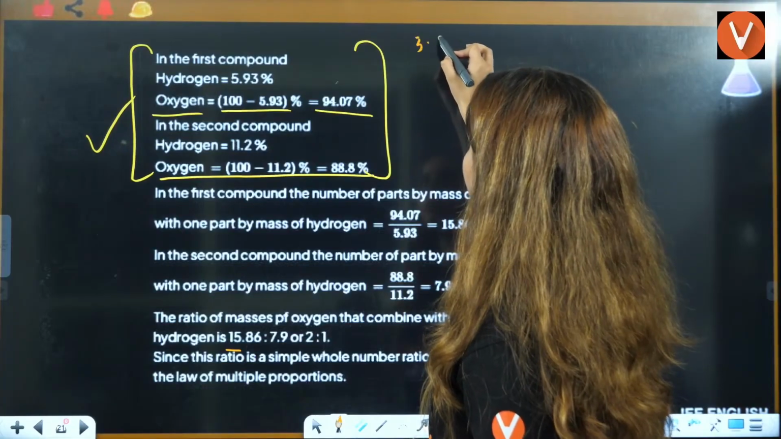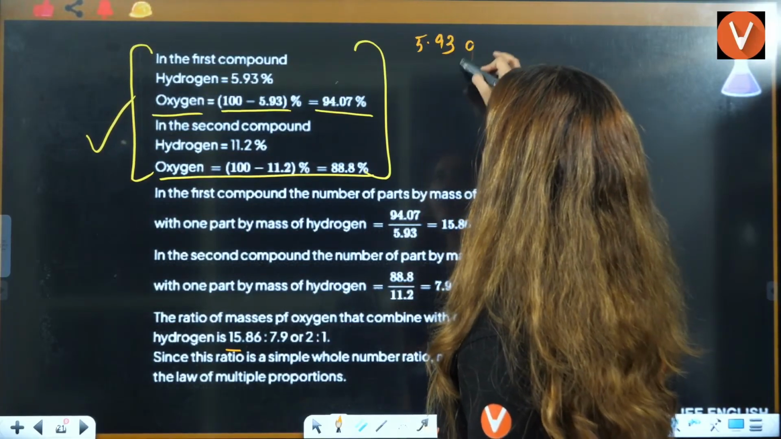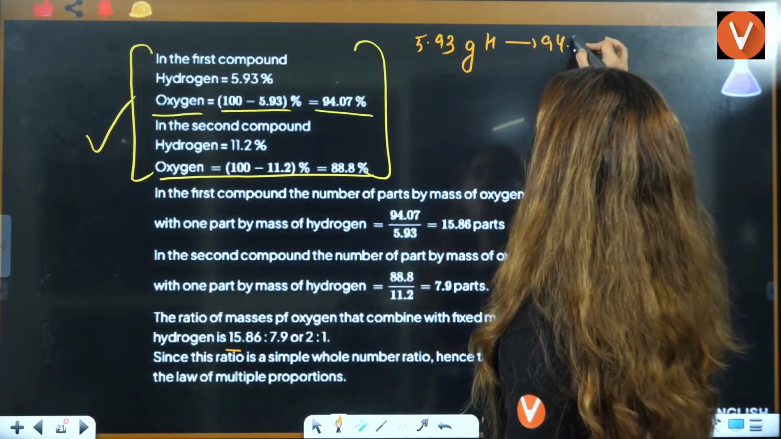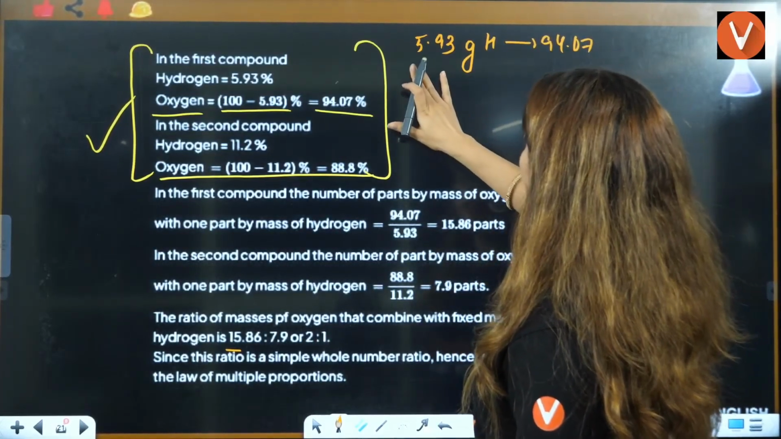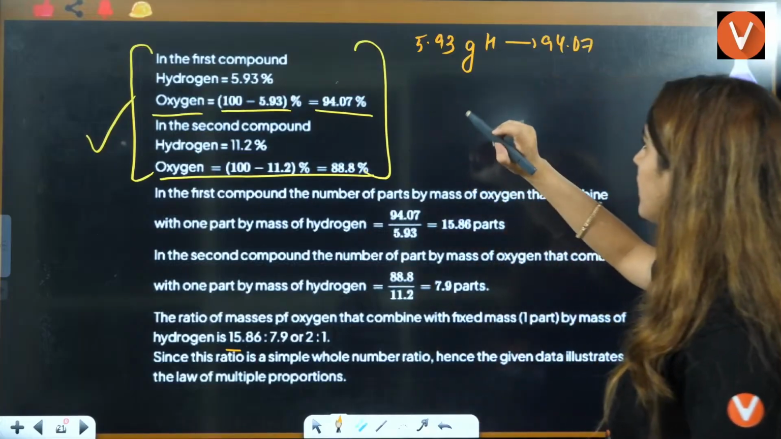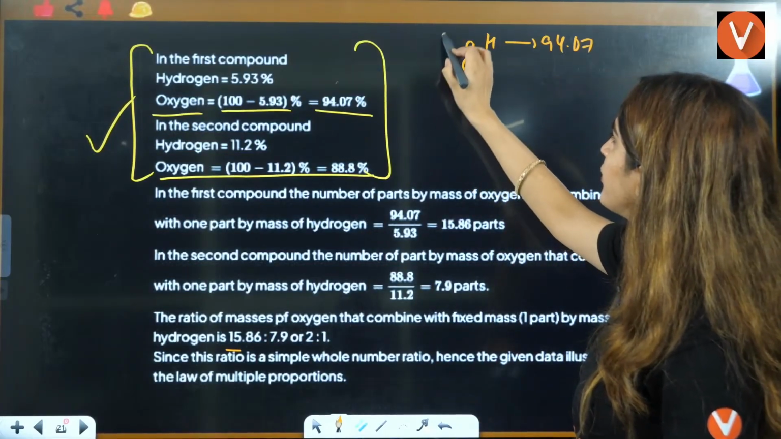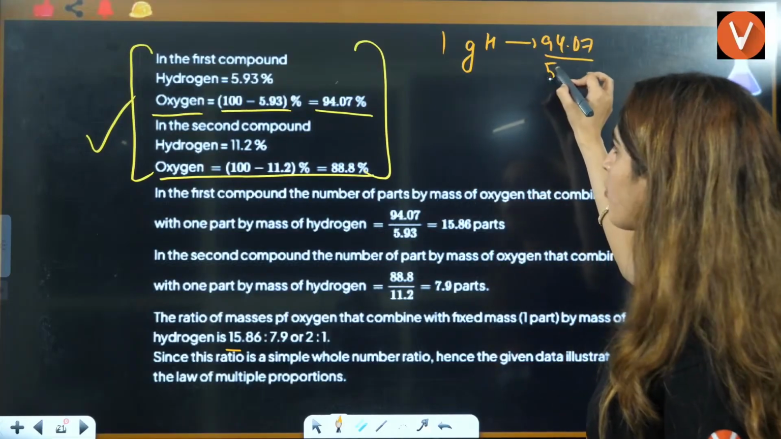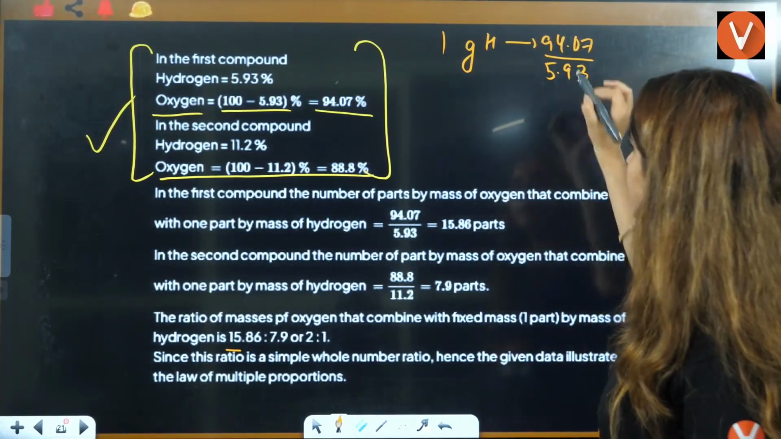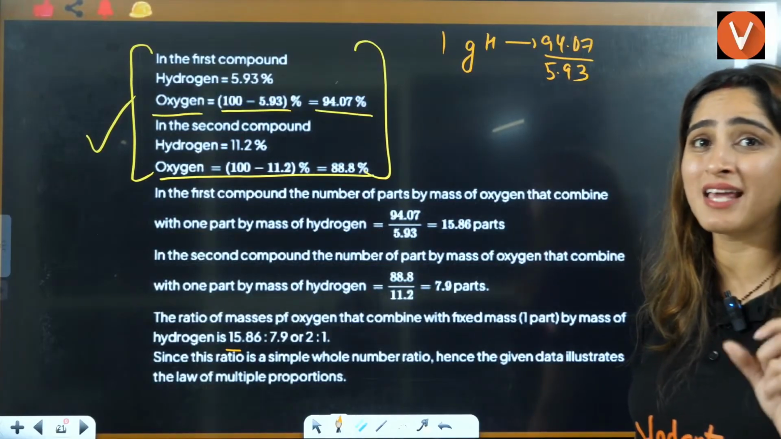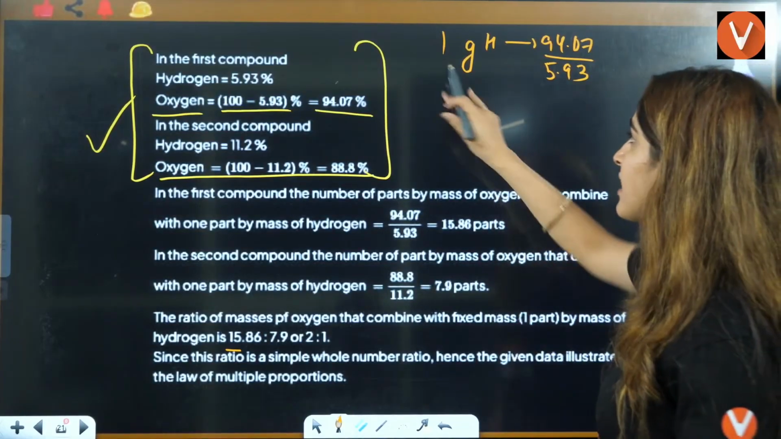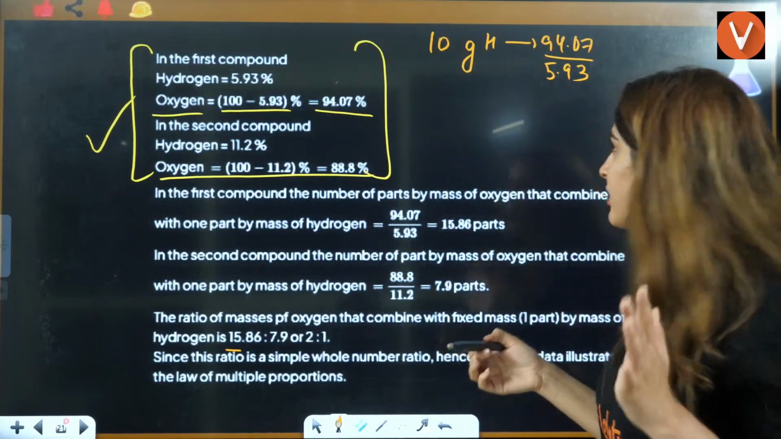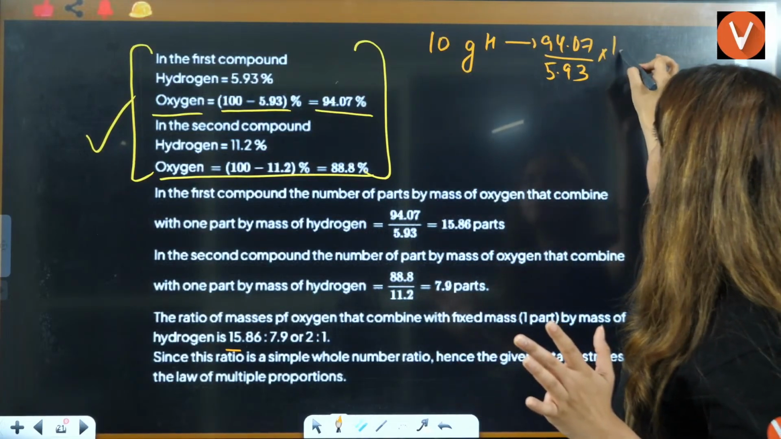So 5.93 grams of hydrogen is going to give you 94.07, right? And you can say then 1 gram will give you how much? 1 gram will give you 94 by 5.93, right? Now I am fixing for one thing. Let's say anything you can take, I am fixing it for 10 grams, okay? Say I am taking a random value. For 10 grams, it is 10.